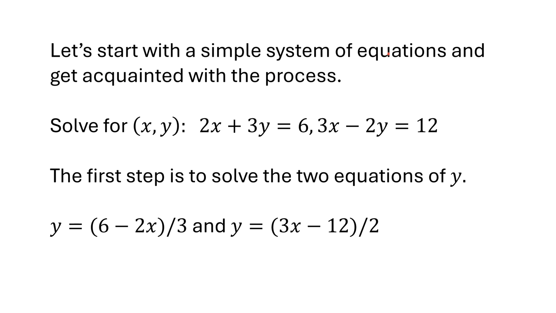Let's start with a simple system of equations and get acquainted with the process. We're going to solve for x, y, an ordered pair. The system of equations is 2x plus 3y equals 6, and 3x minus 2y equals 12. The first step to solve this system is to isolate y. So y equals (6 minus 2x) over 3, and y equals (3x minus 12) over 2.